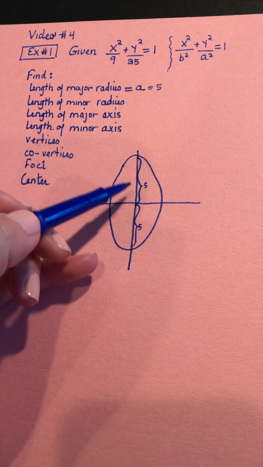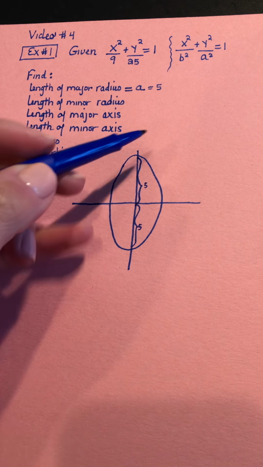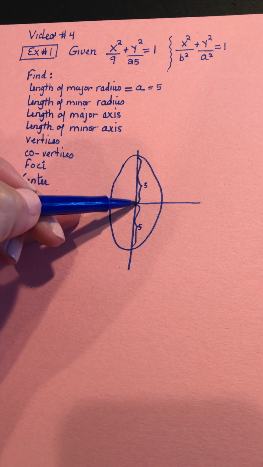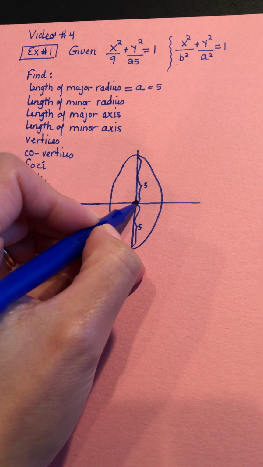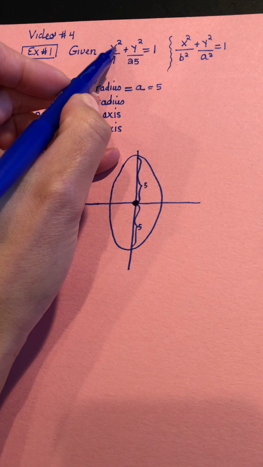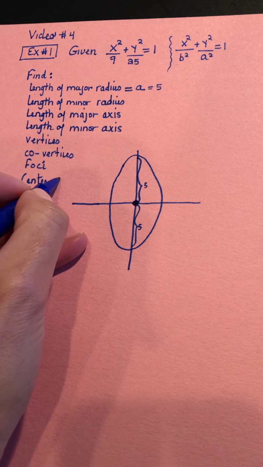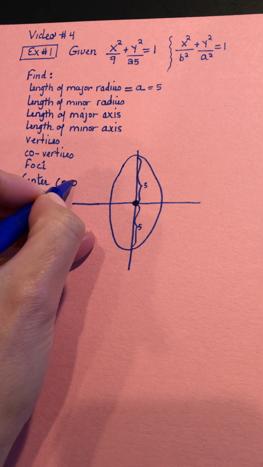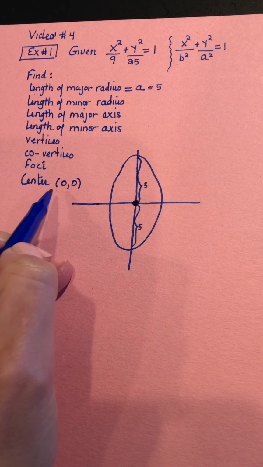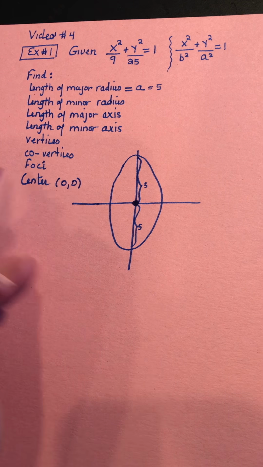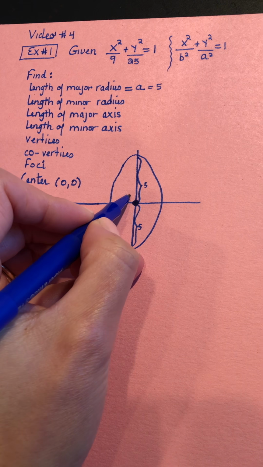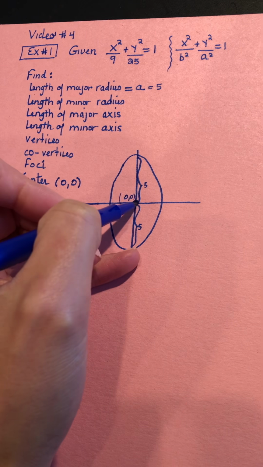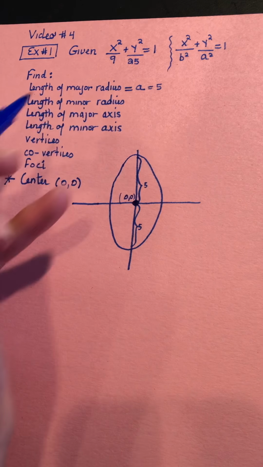Okay, now, let's work from there. We now know this distance is 5, and we know that the center, because there's no h or k value, is 0, 0. So I probably should have started with the center. In the next video, I'll do one where we're not at the origin, but you should have started at the center. Everything is in relation to the center. So 0, 0 is here, and I know that that distance A is 5.